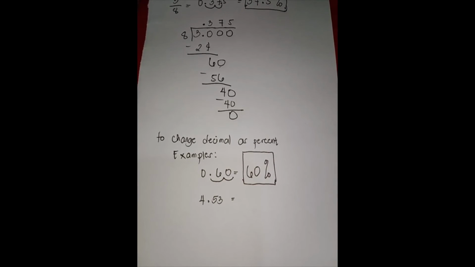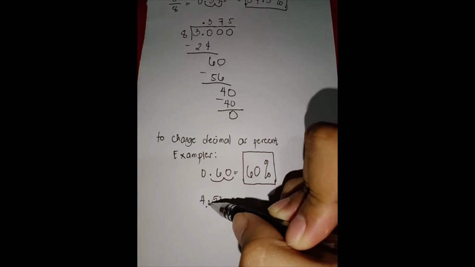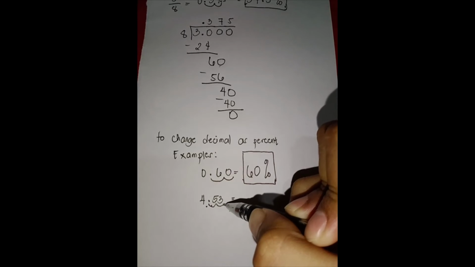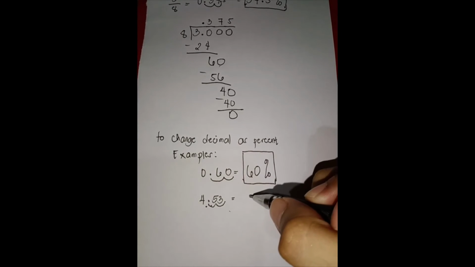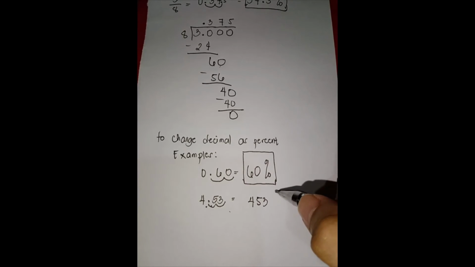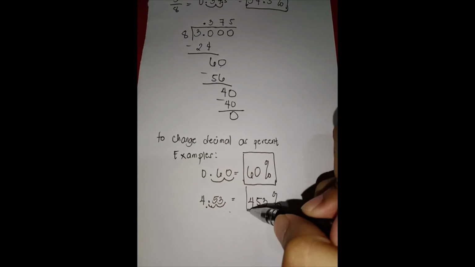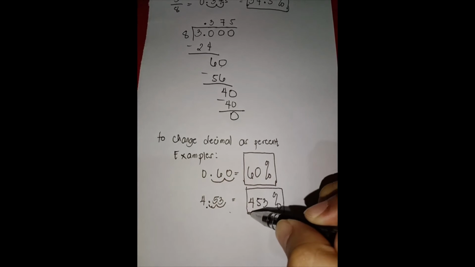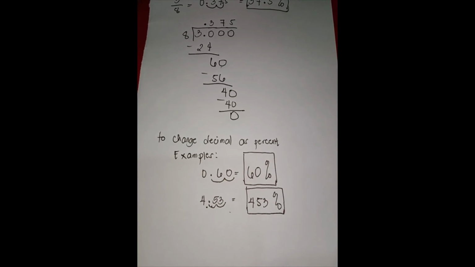So it's just that simple. So another example, we have 4 and 53 hundredths. So move 2 decimal places. So 1, 2. So therefore, this will become 453 and then affix the percent symbol. So this is our final answer.